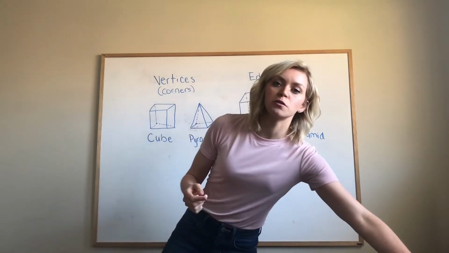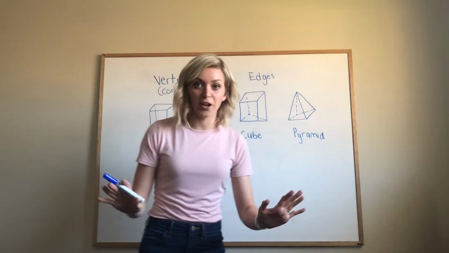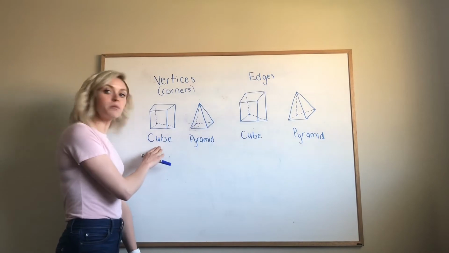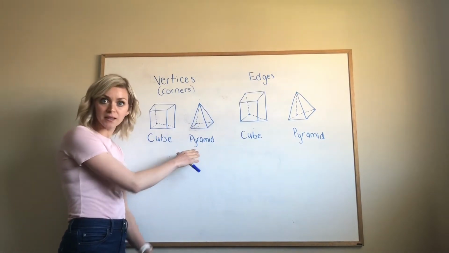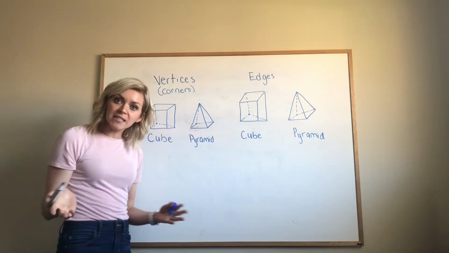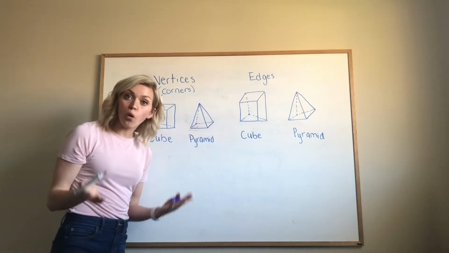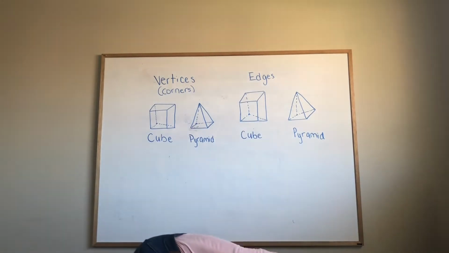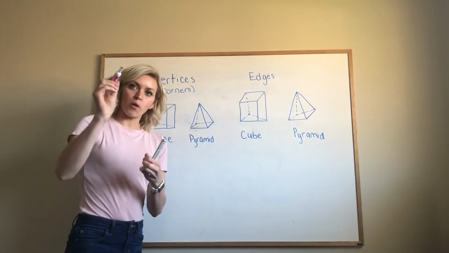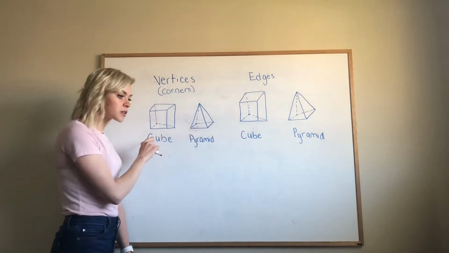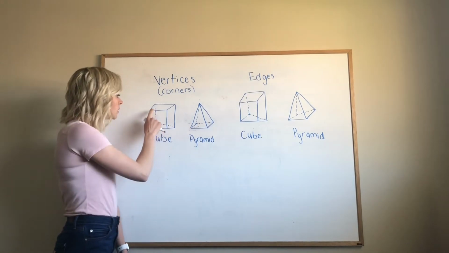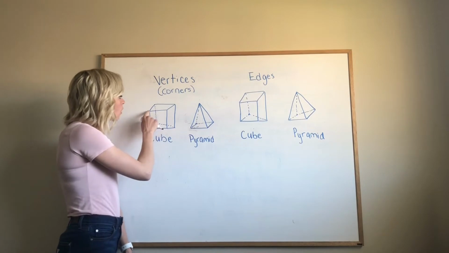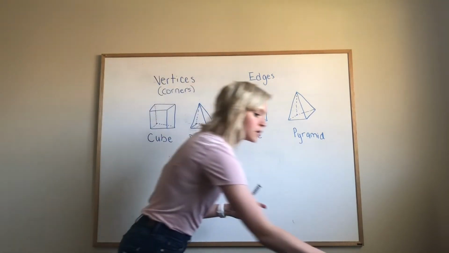So I drew, it's very hard to draw 3D shapes. I tried my best. I drew a cube and a pyramid, and I want us to identify the vertices or the corners together. Let's start with our cube. I'll grab a different color to point them out. Our cube, we need to identify the corners and vertices, which are all of the points on our cube, right?